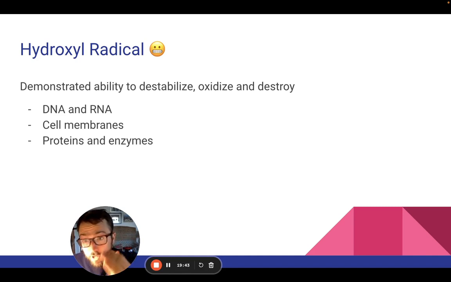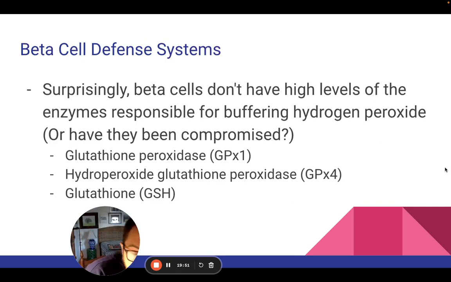Meanwhile, no one is looking to check for the hydroxyl radicals' fingerprints when logic would tell you that they have been there. Now, you would think, well, Bowie, why doesn't everyone have diabetes then? What is the thing that makes a diabetic's beta cells more susceptible than the next guy? So surprisingly, there's something going on where the beta cells of those with diabetes, well, beta cells in general, don't have high levels of enzymes responsible for buffering hydrogen peroxide.